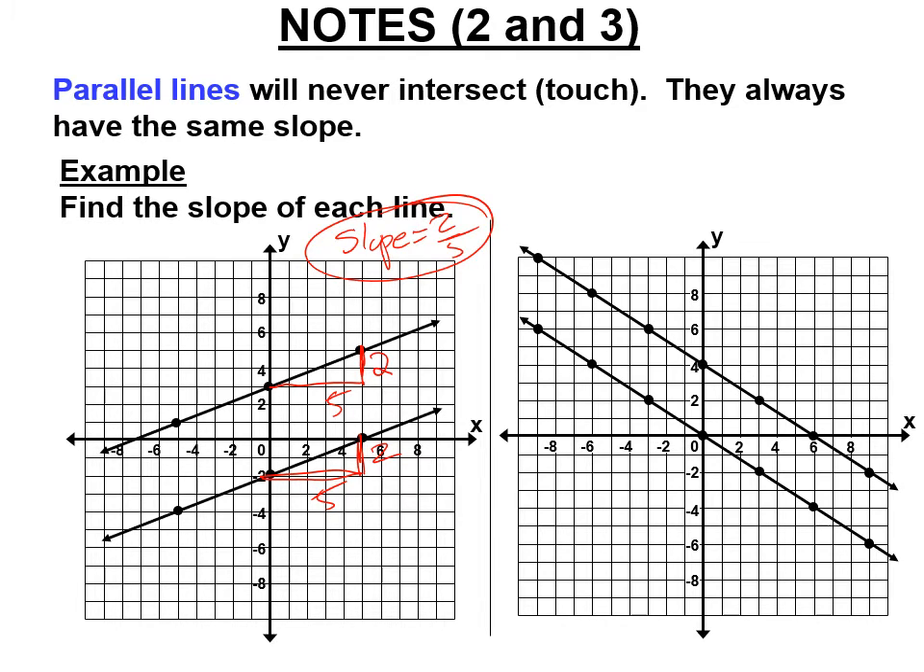All right, let's find the slope of both of these. All right, you don't have to do it in the same spot, right? So this is down 2, that's -2 for the rise, and a run of 3, down 2 and run. So they both have the same slope, -2/3. And so since they both have the same slope, they are parallel.